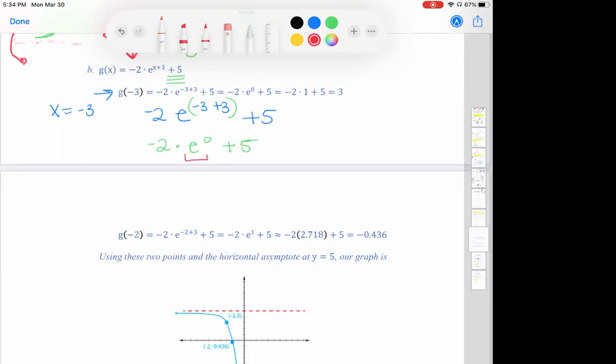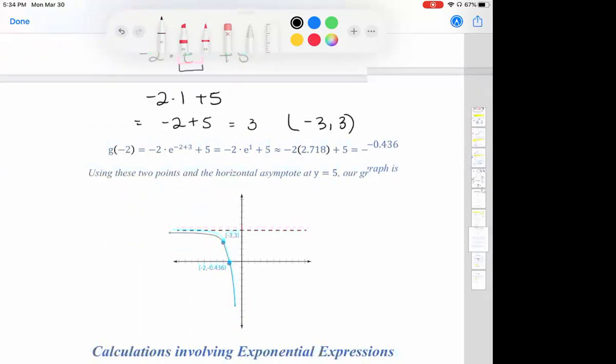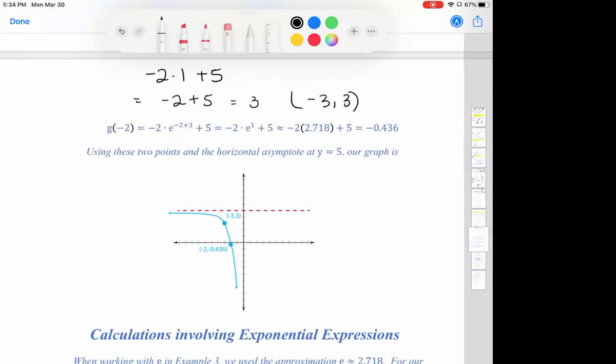All right, what's any number raised to the 0 power? It's 1. So I have -2 times 1 plus 5. If this is -2 plus 5, you get 3. So our first point is -3 and 3. And here we have -2. When you plug in -2, you get a decimal.